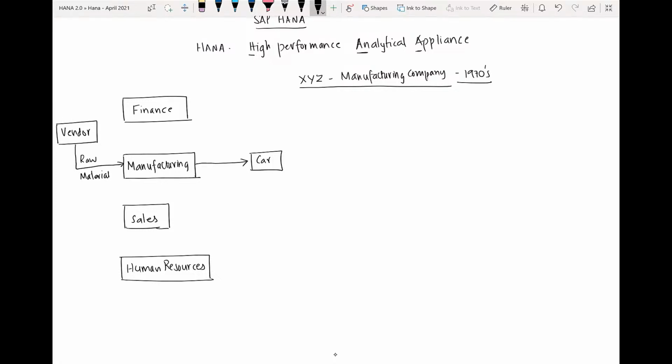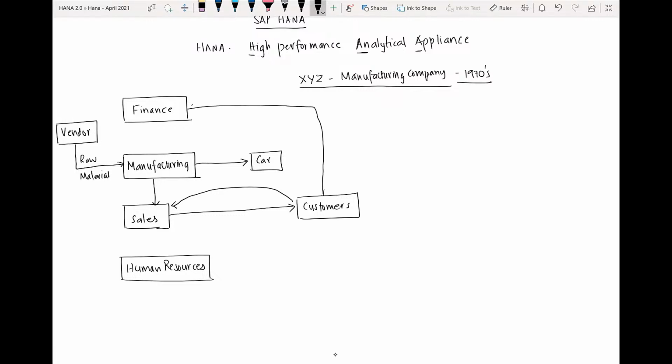As soon as the manufacturing team takes the raw material and creates the final product, it lets the sales team know, we have created X amount of cars, go ahead and sell them to the customers. So the sales team reaches out to different customers, and customers decide to buy the car. When they decide to buy the car, the transaction happens between the customer and the sales team, but the cash, the amount that is being paid, actually gets diverted to the finance team.